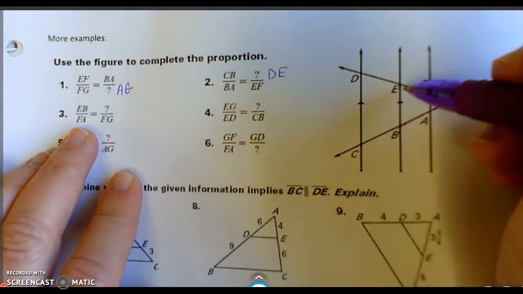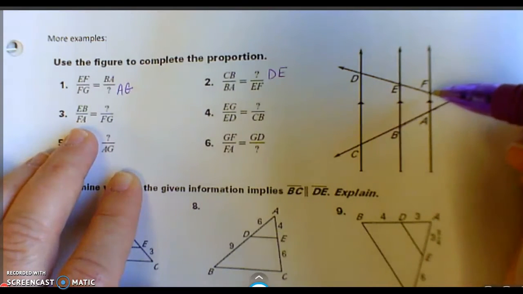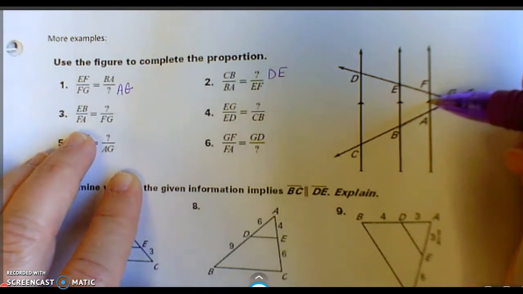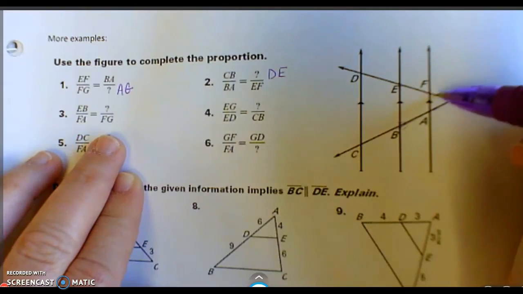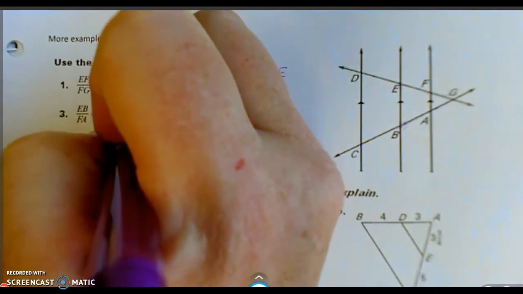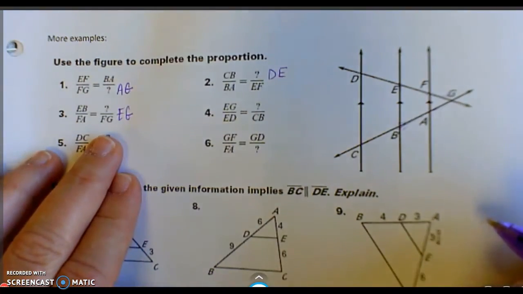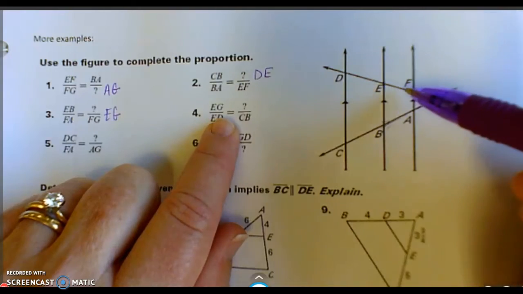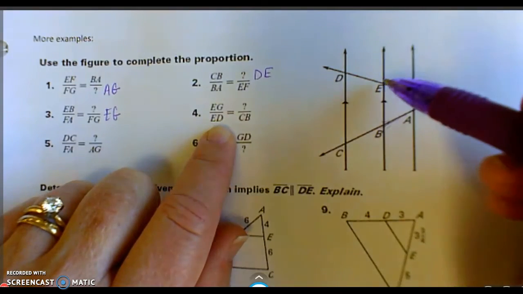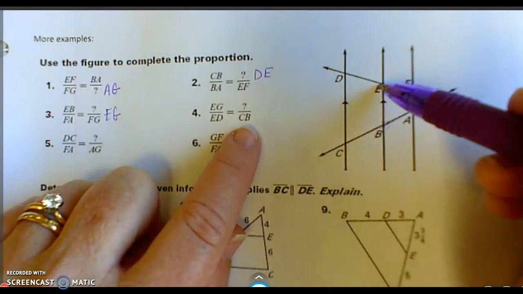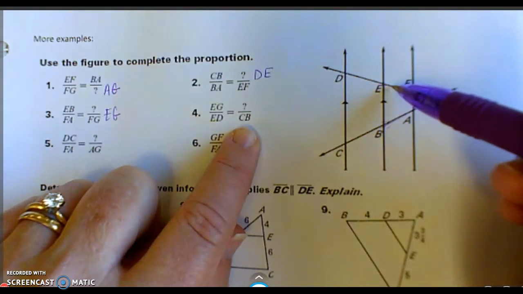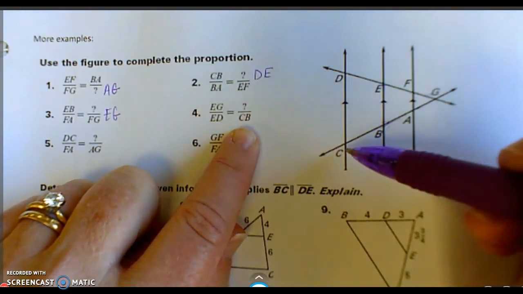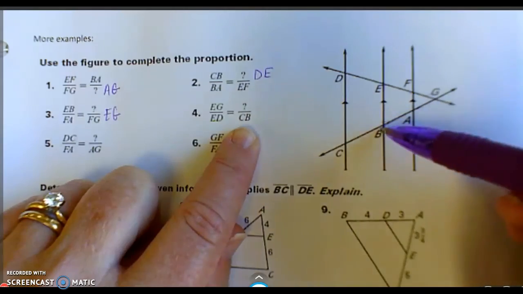Alright, so when it says EB and FA, we're talking about like the bases. And since FG is here, we're going to have to do that whole side on this one. This one's kind of tricky. That's kind of like those tricky ones, the blue and orange ones on the other side. Okay? So EG and ED, and it says CB, so we're just comparing EG and DE. That must be BG.